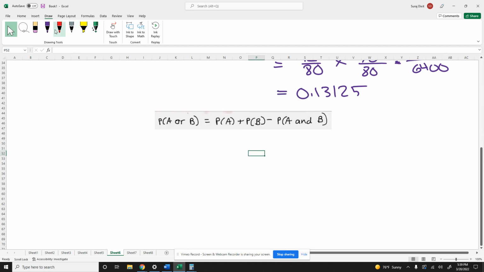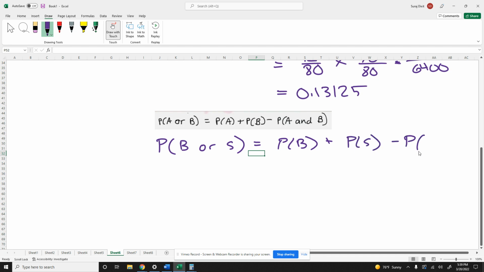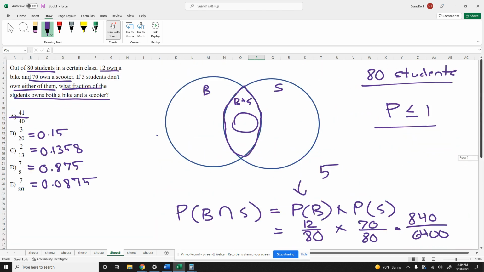Okay, so basically you can say then probability of bike or scooter is equal to the probability of the bike plus the probability of the scooter, which we're not concerned with, but then there'll be the probability, which we are, probability of bike intersecting with scooter, which is what we want. We have everything else. Bike or scooter, it's 75 out of 80 because it's given. 75 either own a bike. It says it right here.